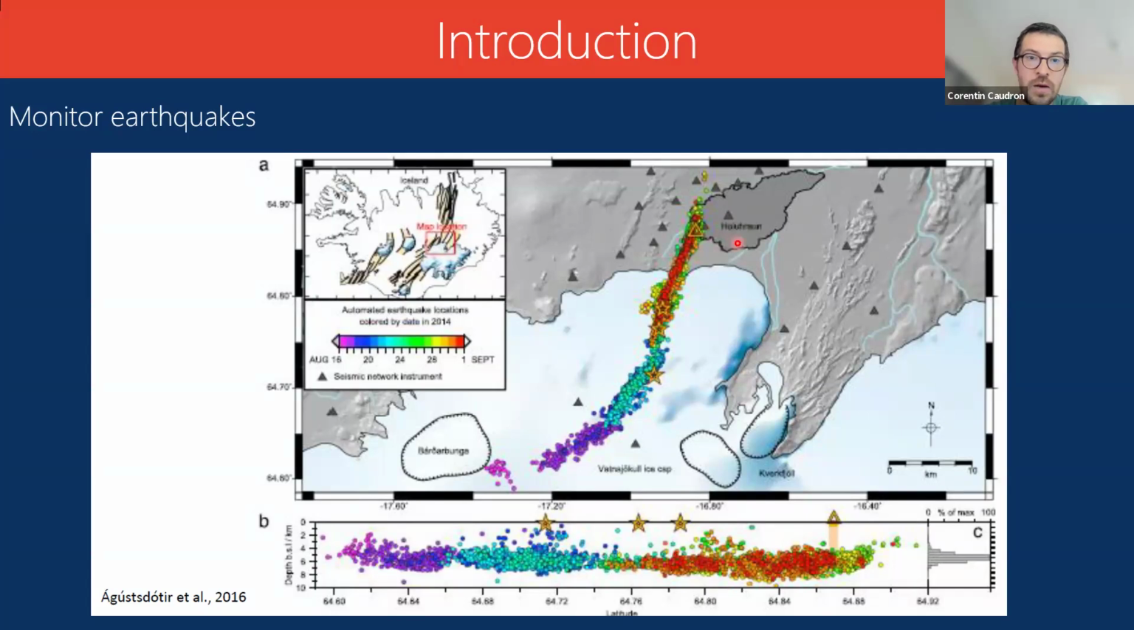And you can see that in the end, after 2 weeks of magma propagation, the magma decided to erupt to the north outside of the glacier, which was very fortunate for our Icelandic colleagues. And so that's what you would do first with your seismometers.